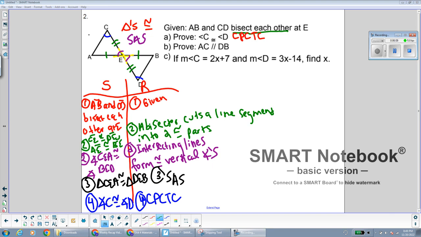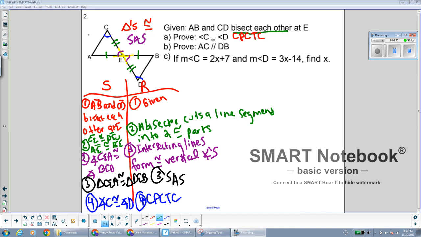Okay, now my proof is updated to include the segments that were created by the bisector. So that's CE congruent to DE and AE congruent to BE. And my reason for that is a bisector cuts a line segment into two congruent parts. Notice how my reason for my vertical angles is a complete reason. I didn't just write vertical angles.